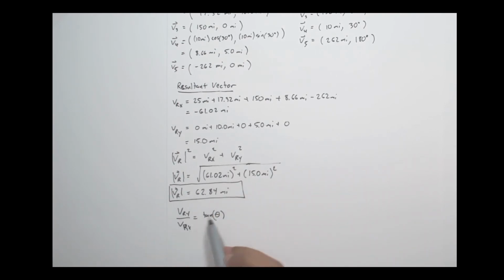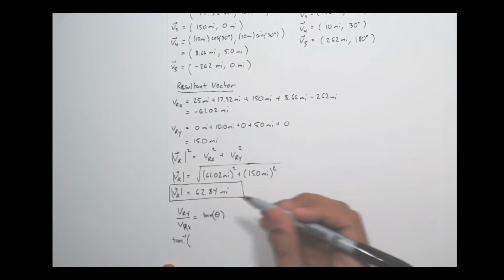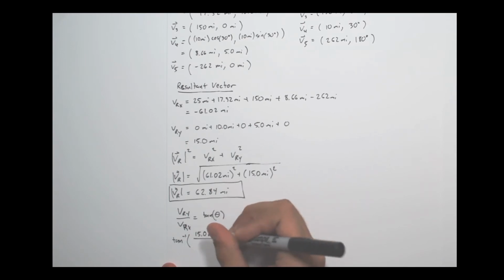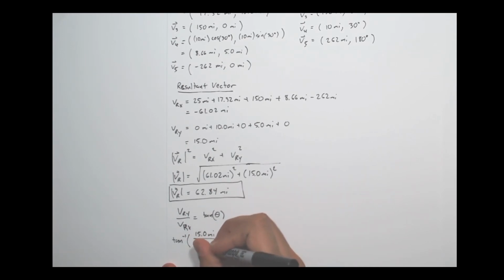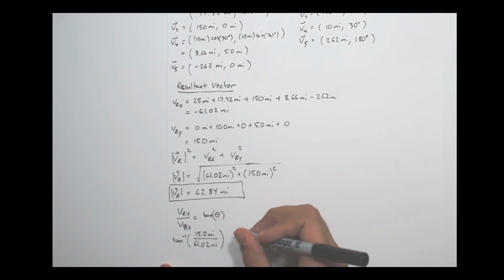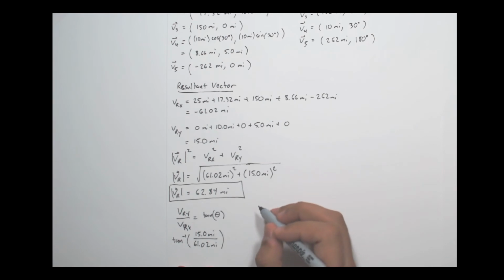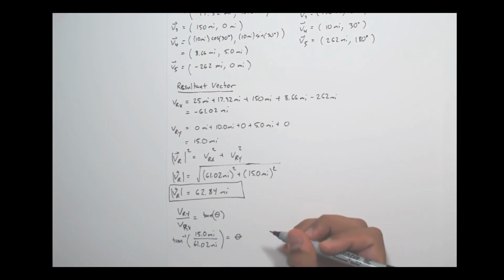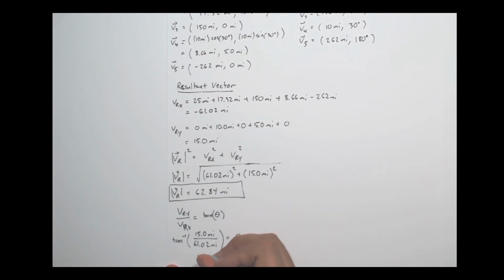And let's do the inverse tangent function of both sides. The VRY is going to be 15 miles. The VRX is going to be 61.02. I'm using the positive value because for me this is just the side length of a triangle. It's not necessarily a displacement component, and that will be equal to theta. So if you put that in your calculator, you will find a value of 13.81 degrees will be this theta.